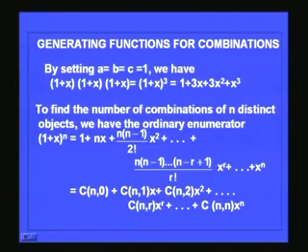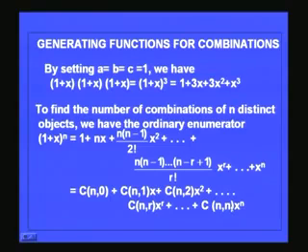The coefficient of x power 0, or the constant term here, is the number of ways of choosing no objects out of n objects. The coefficient of x power 1, or x, is given by this. This is the number of ways of choosing one object out of n objects. The coefficient of x squared gives you the number of ways of choosing two objects out of n objects, and the coefficient of x power r gives you the number of ways of choosing r objects out of n objects. Of course, the last term, the number of ways of choosing all the n objects out of n objects is 1, Cnn is 1, that we know.